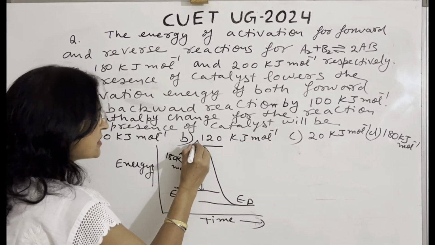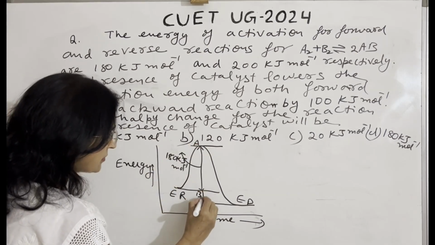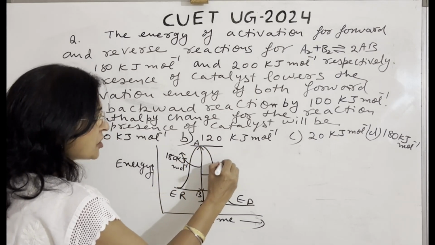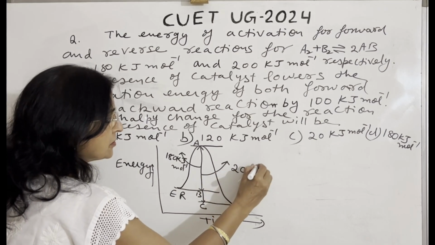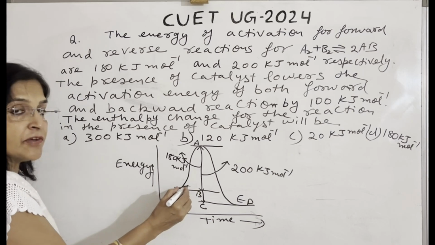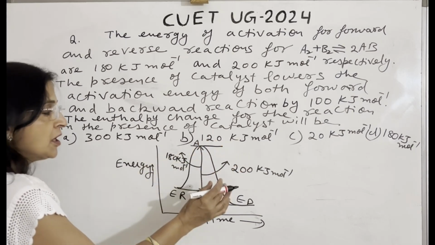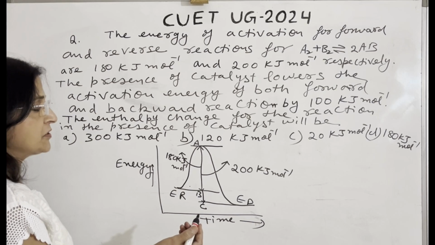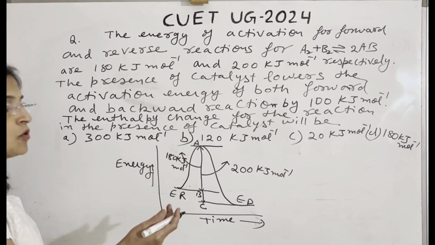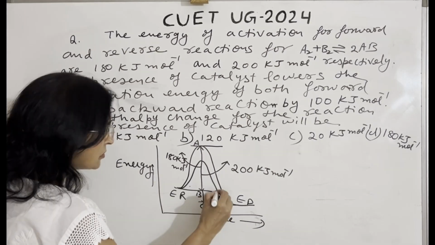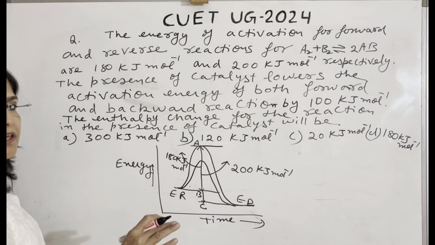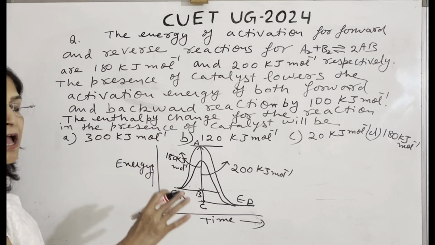And this is A, this is B, and this is C. AC is the activation energy for backward reaction, that is 200 kilojoules per mole. AB is the activation energy for forward reaction. Now, in the presence of catalyst, both the activation energies decrease by 100 kilojoules per mole. So in the presence of catalyst, what happens? This will be the graph. And in the presence of catalyst, there will be no change in the energy of reactant and product.